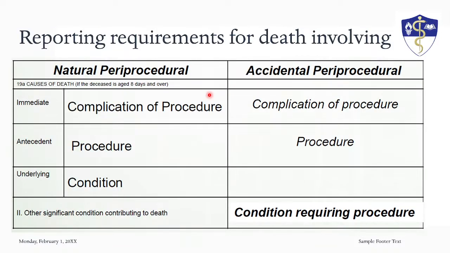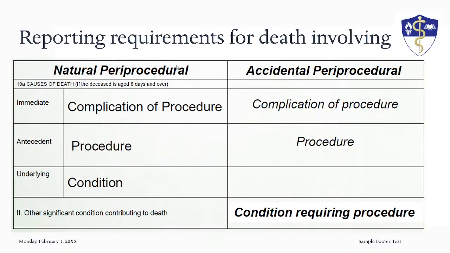Reporting requirements for death involving natural periprocedural versus accidental periprocedural. The procedure is always doon sa may antecedent. Sa underlying yung condition doon sa may natural periprocedural. If merong contributing, pwede, katulad niyan, smoking. Intravenous drug use, pwede. Okay, ilalagay natin siya sa significant cause of death. Complication of the procedure happen dito sa immediate po. Pareho yan. Complication, procedure. But the condition is written here sa may condition requiring procedure.